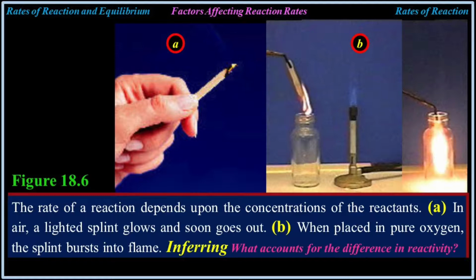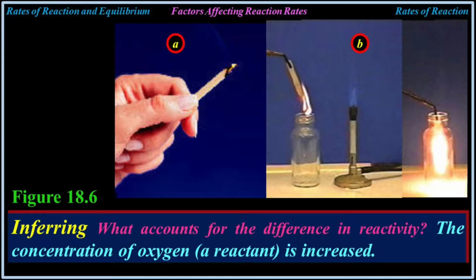A. In air, a lighted splint glows and soon goes out. B. When placed in pure oxygen, the splint bursts into flame. Inferring, what accounts for this difference in reactivity? Concentration of oxygen, a reactant, is increased.